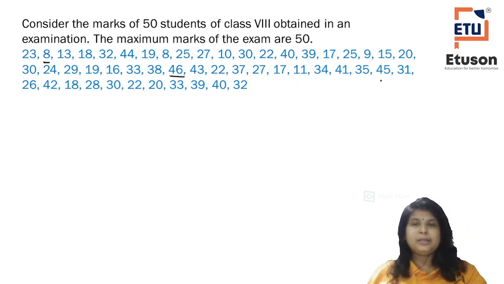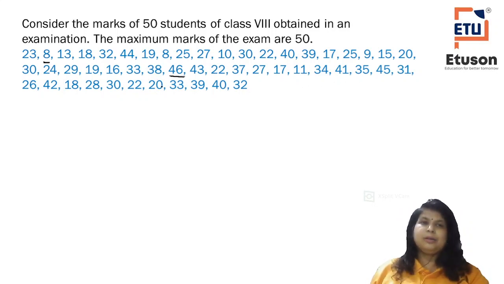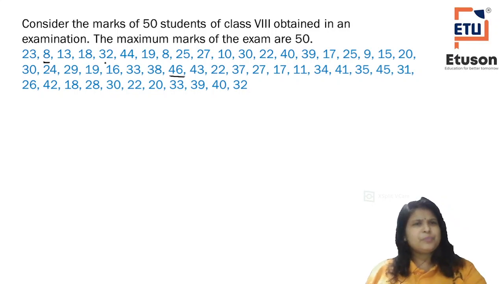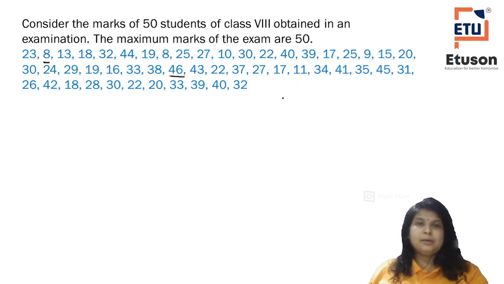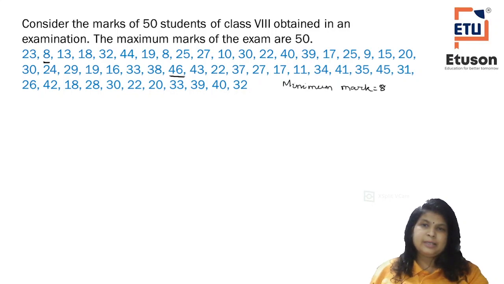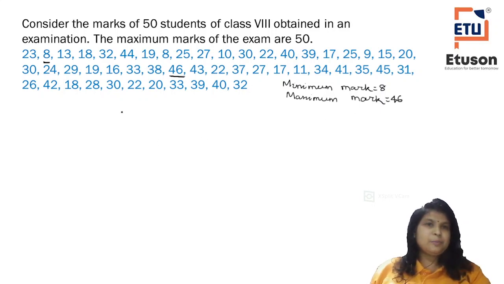So you observe the data carefully so that you won't commit any mistake. Now we have obtained the minimum mark as 8, and the maximum mark obtained is 46. Correct or not? So the first step is over. The range is equal to 46 minus 8, which is 38.